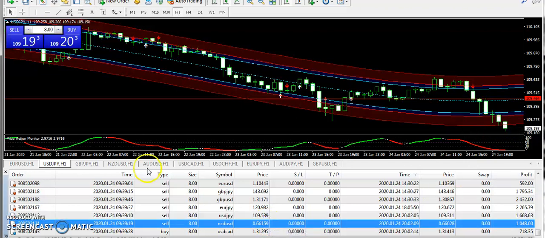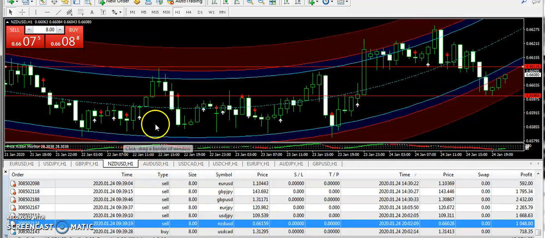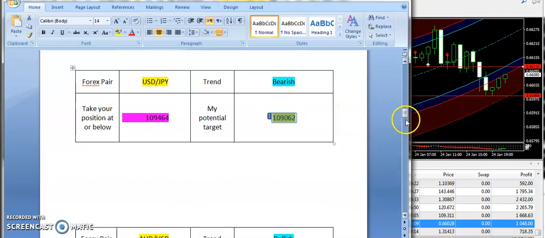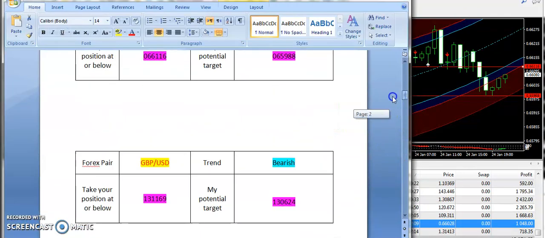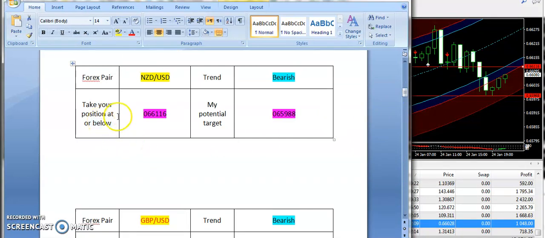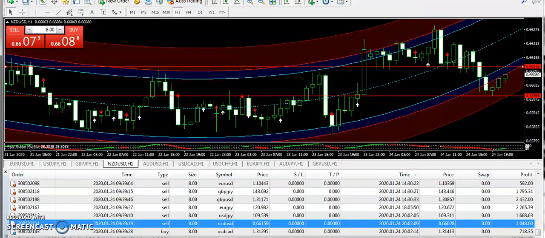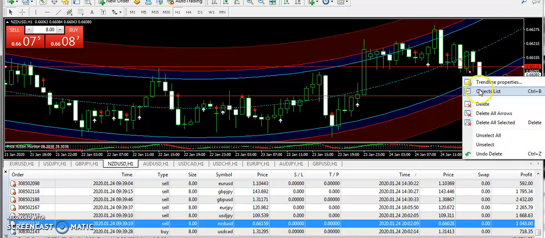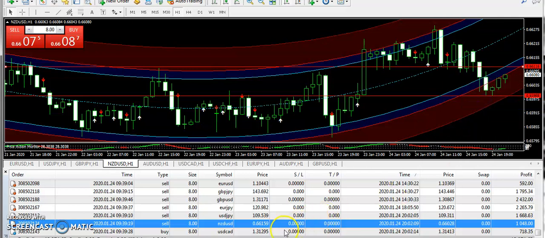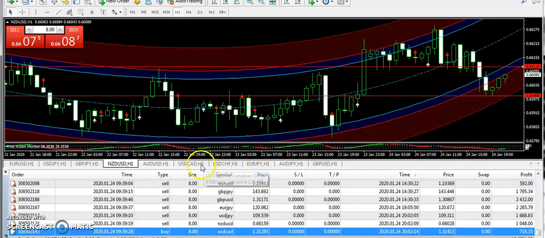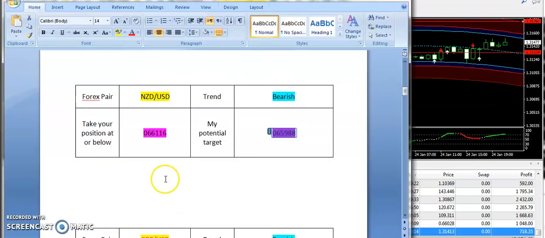Next, let's talk about New Zealand USD, that's the second signal of my signals report. New Zealand USD with a bearish expectation from my side from 066116 and 065988 was the target price. And guys, you can see we have a good drop on New Zealand USD, and it hit the target price. Our signal expired, then it moved up, but we have nothing to do with the upward momentum because our signal was already expired.